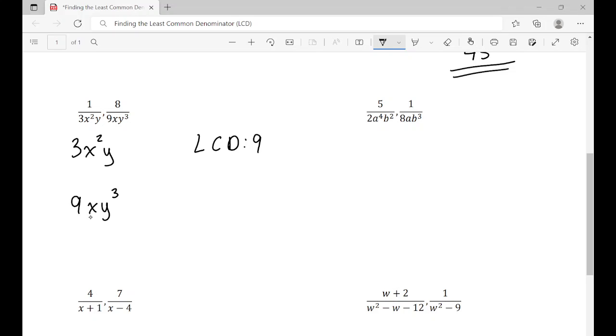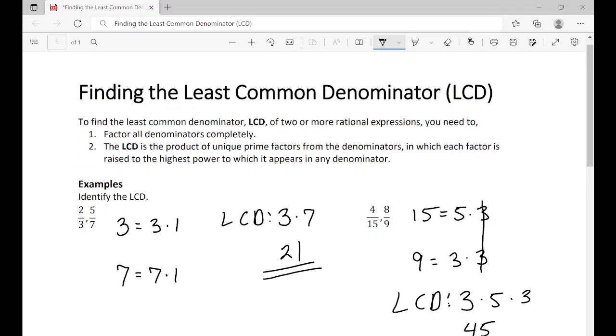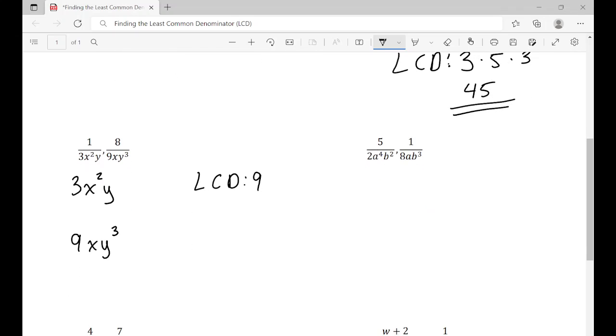And then I look at my x's. Remember, like it said before, the highest power to which it appears in any denominator. So the highest power here is an x squared, so I need an x squared. And then they both have y's, so the highest power here is cubed, so y cubed. And this is the LCD of these two fractions.